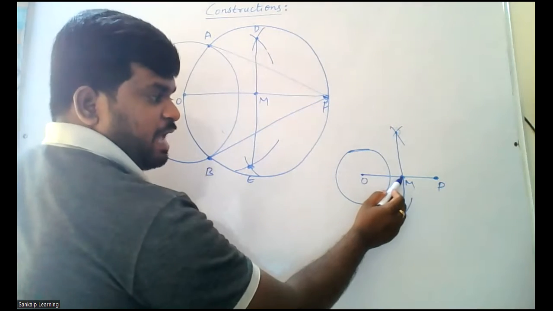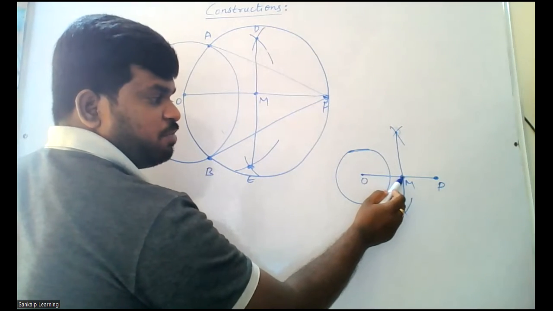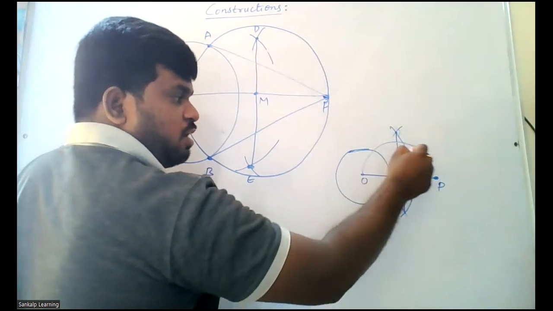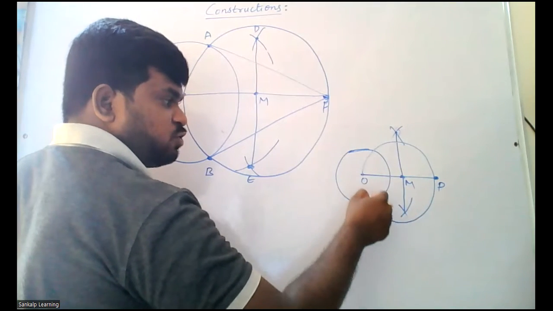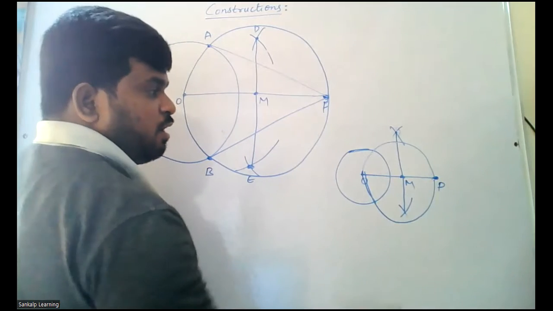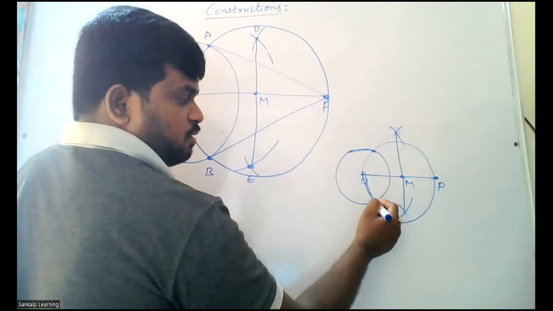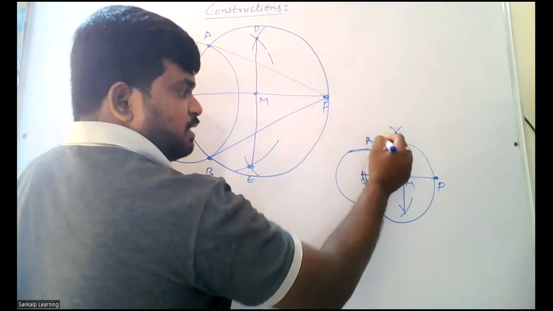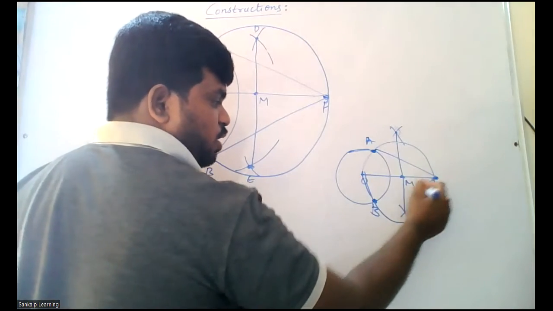The next step is to take M as the center, keep the needle of the compass here, the pencil here, and draw a circle. It will exactly pass through P. Now these two circles meet at two points. Take this as A, take this as B, and join them.